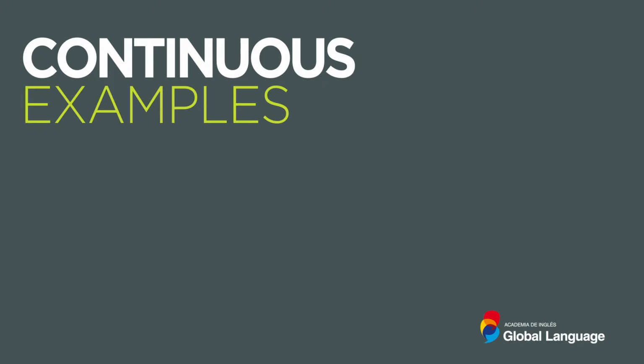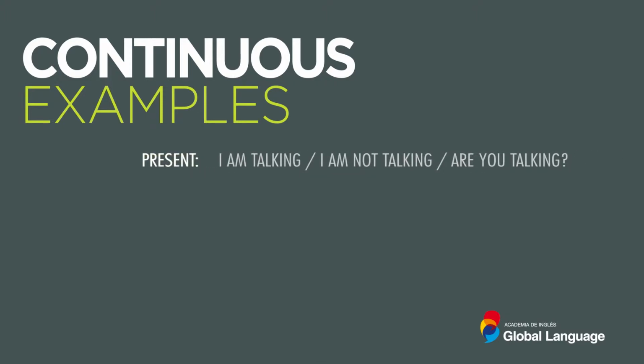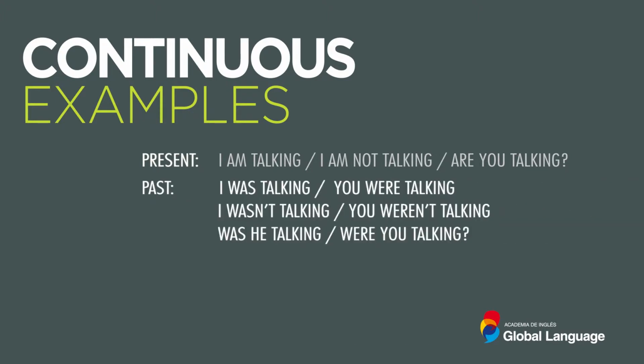Continuous examples. Present. I am talking. I am not talking. Are you talking? Past. I was talking. You were talking. I wasn't talking. You weren't talking. Was he talking? Were you talking?